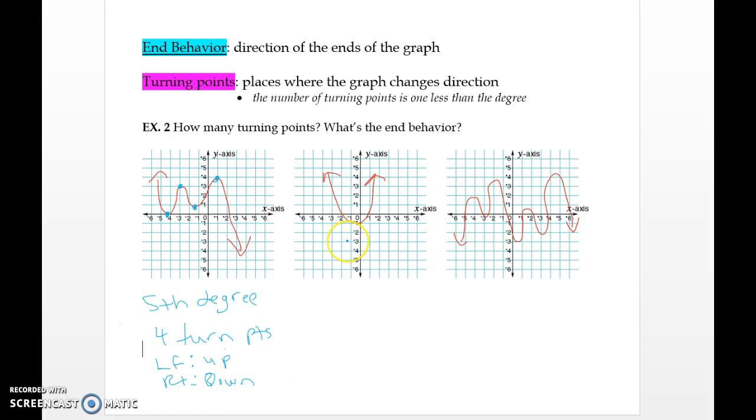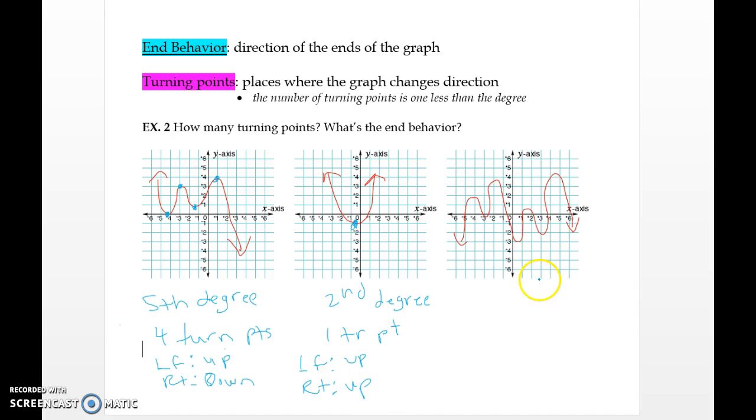If we look at this second example, we're going down, and then here's a turning point because now it's going to go up. There's 1 turning point, which means this is a 2nd degree with 1 turning point. I'm going to use TRPT for turning point. On the left side, we are going up. And on the right side, we are ending up as well.